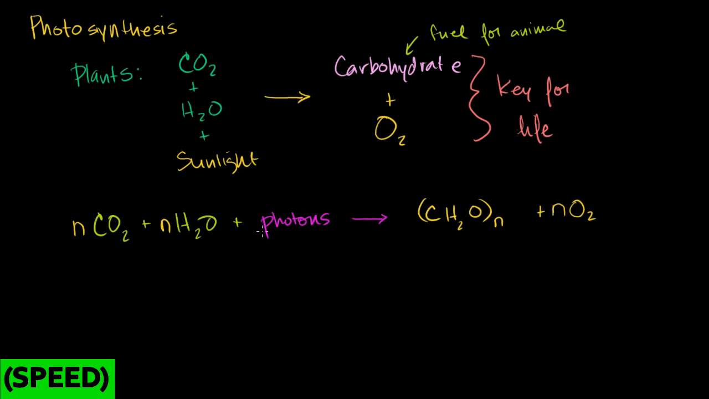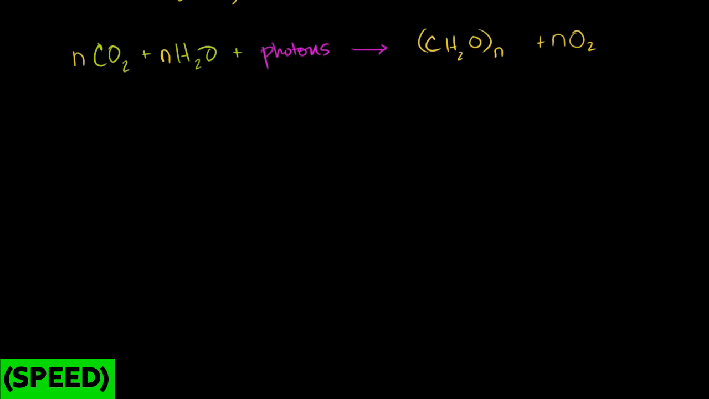But when you dig a little deeper, you'll see that this doesn't happen directly, that this happens through a bunch of steps that eventually gets us to the carbohydrate. So in general, we can break down photosynthesis. We'll delve deeper in future videos, but I want to get you the overview first, into two stages.